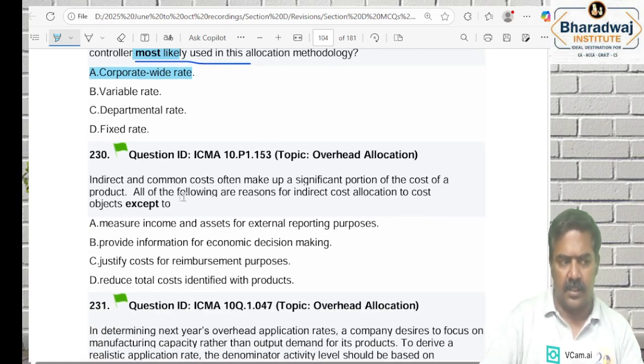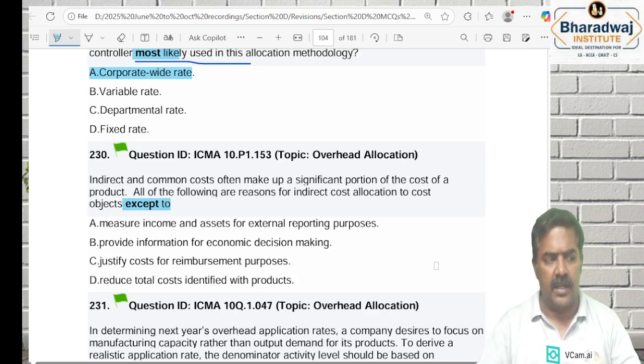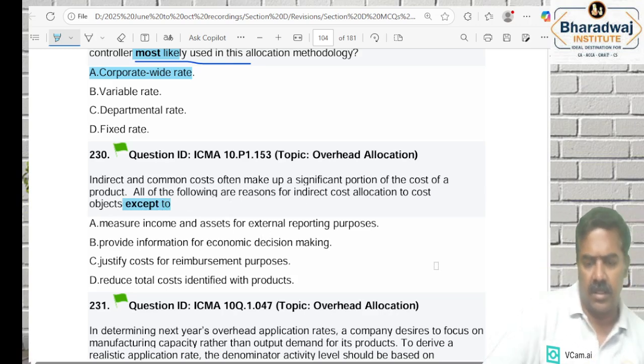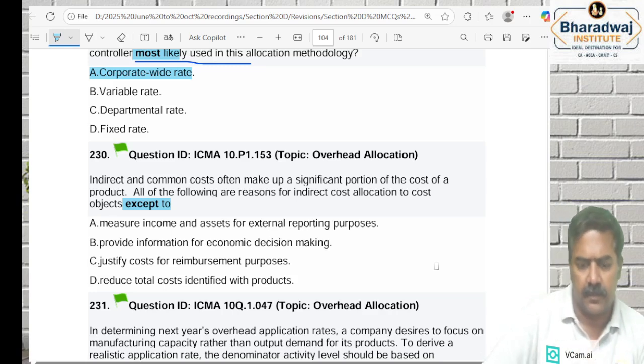Indirect and common costs. Indirect and common costs often make up a significant portion of the cost of the product. All of the following are reasons for indirect cost allocation except. Where do we allocate indirect cost? Okay, the reason is, what is the exception?